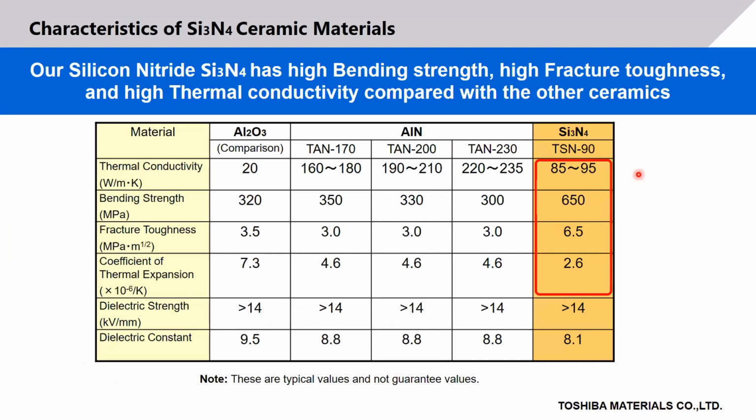This table shows the main parameters for silicon nitride compared to aluminum nitride and aluminum oxide. The key parameter is that thermal conductivity is much higher compared to aluminum oxide. And the bending strength and fracture toughness are much higher. It allows the use of thinner isolation material, thinner ceramic, since it's much stronger, and that allows us to increase the thermal conductivity even further.